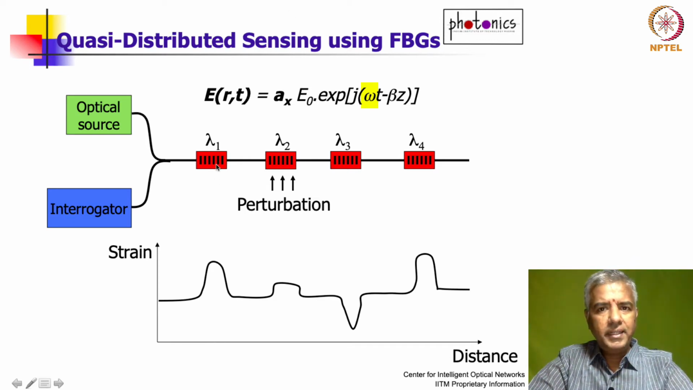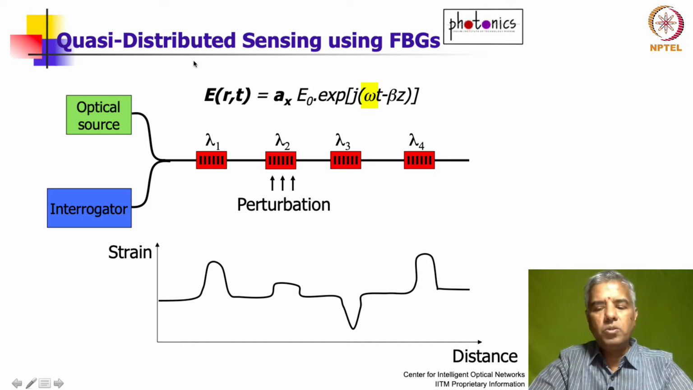fiber Bragg grating is essentially a point sensor. So it only provides information at that point. It doesn't tell you what's happening over here, what's happening over here. So between gratings, you do not know what is actually happening. So this is not a true distributed sensing solution. So that's why we call this a quasi-distributed sensing solution.